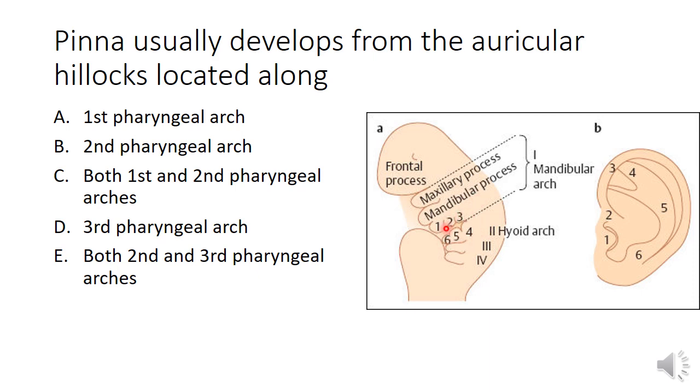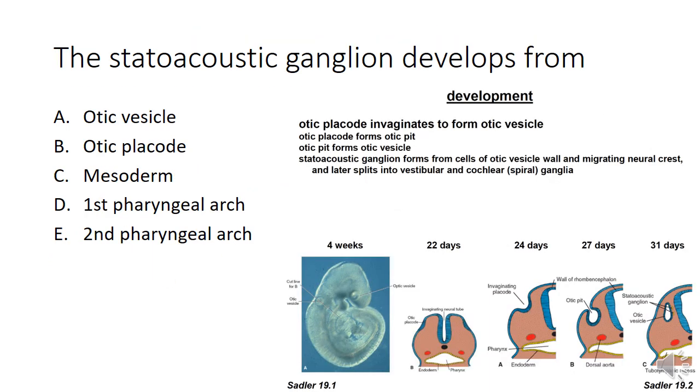And here you can see the auricular hillocks 1, 2, 3, 4, 5, 6, which later on transform and form the pinna. Okay, the different parts of the pinna you would be discussing in the gross anatomy of the ear. So the auricular hillocks, you can see, are arising from both the first pharyngeal arch as well as the second pharyngeal arch. So the answer is both the first and the second pharyngeal arches.